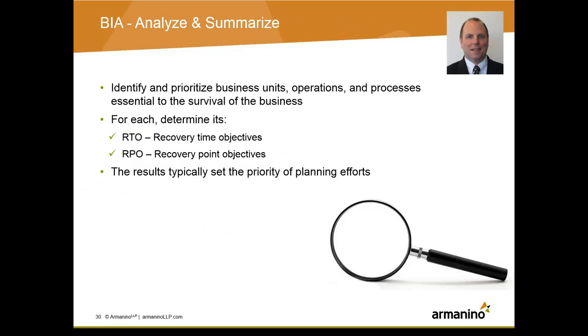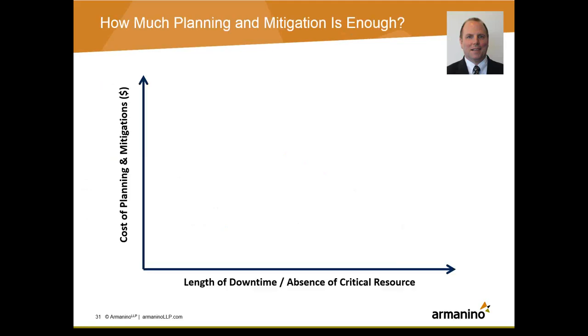So those are the key objectives of the business impact analysis, to look at each department, identify its RTO and RPO, and you can drop that into a spreadsheet, sort it, and that helps you target where to invest your planning. So that leads nicely into the question of how much is enough.